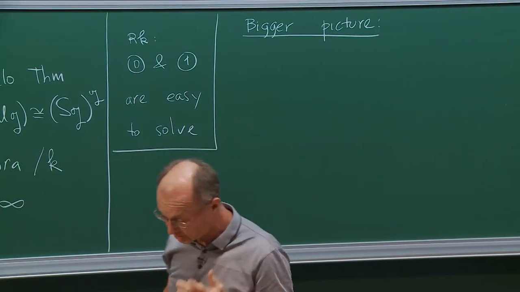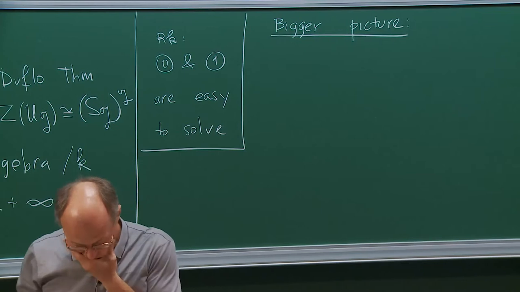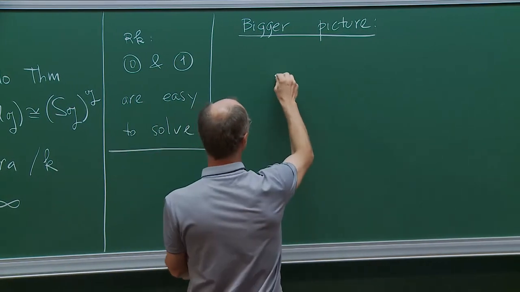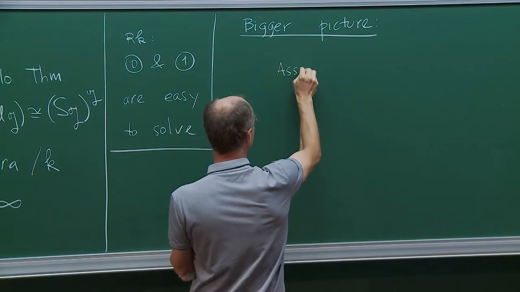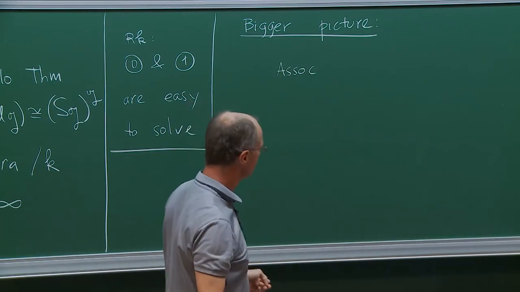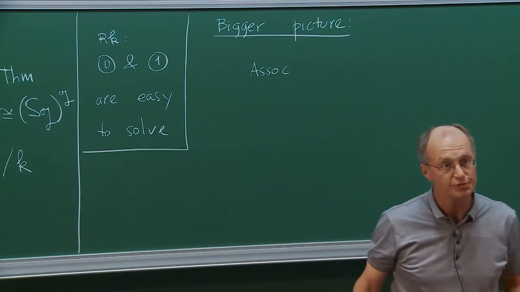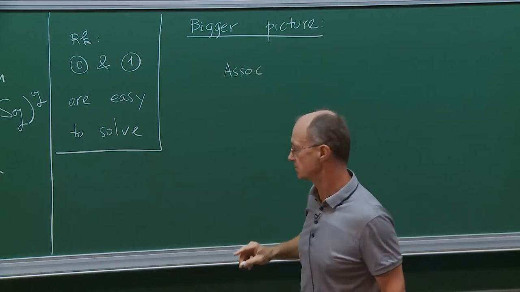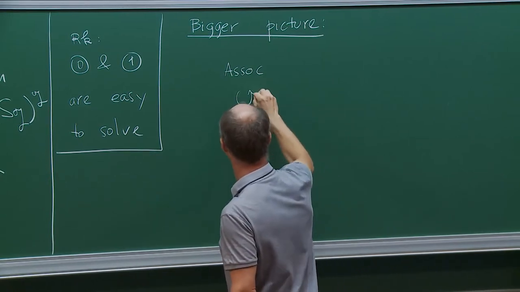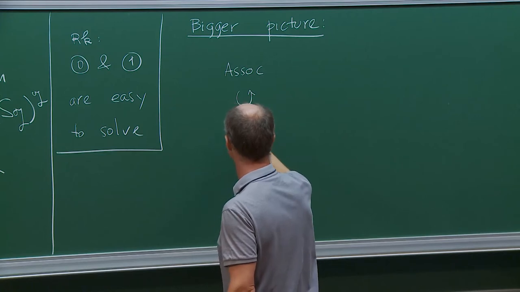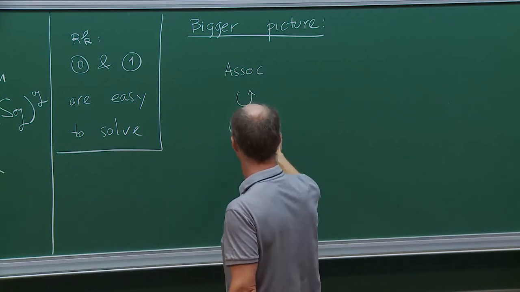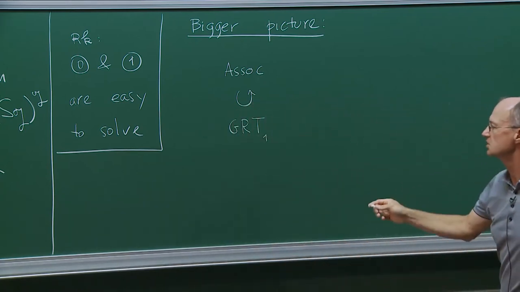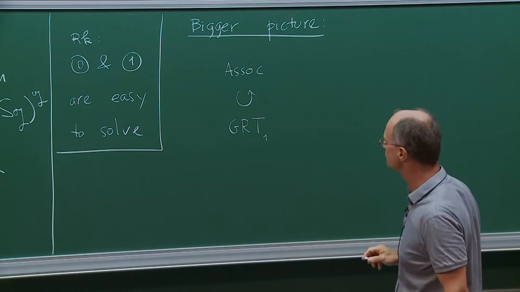So maybe a little bit of bigger picture. How does it fit into the scheme of things? So let me draw the following diagram. There is a family of torsors with groups acting on them. So one of them is a torsor of Drinfeld associators. And it is acted on by, there are several versions of it, the Grothendieck-Teichmüller group. Let me consider this group GRT1. So this is one of the Grothendieck-Teichmüller groups.